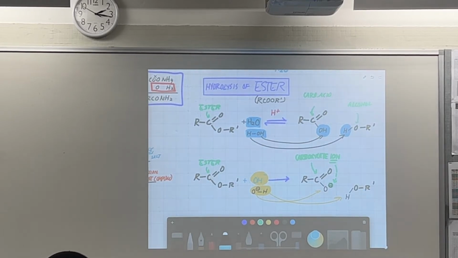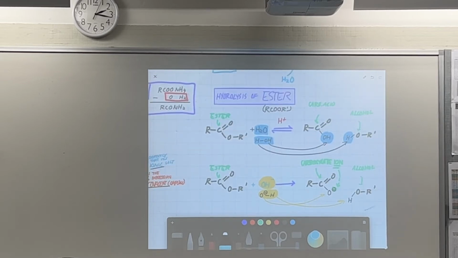So if the simple equation is too much for you, the least you need to remember is the word equation. Ester plus water forming carboxylic acid and alcohol. Or ester plus hydroxide ion forming carboxylate ion and alcohol.